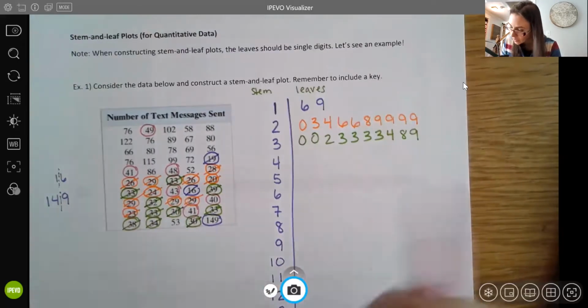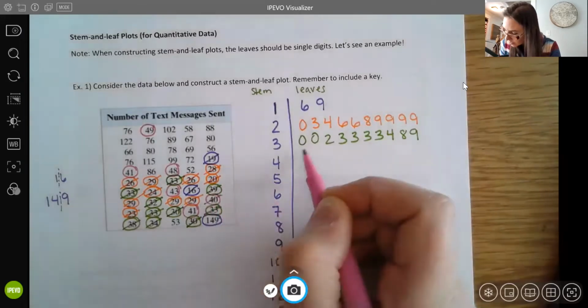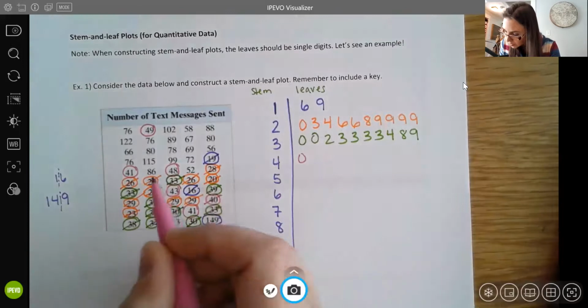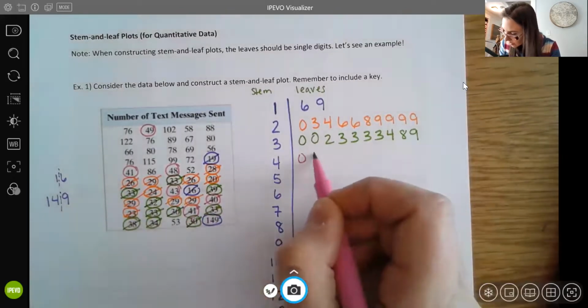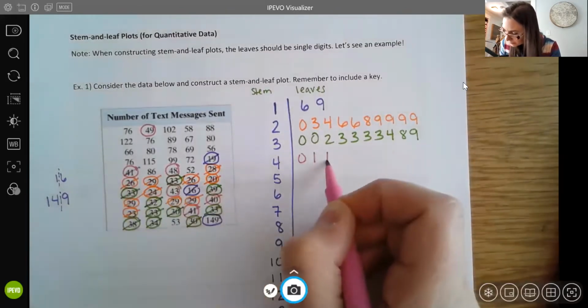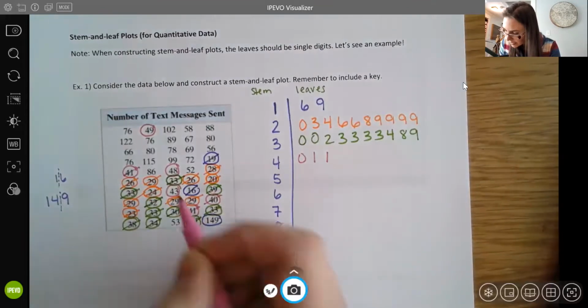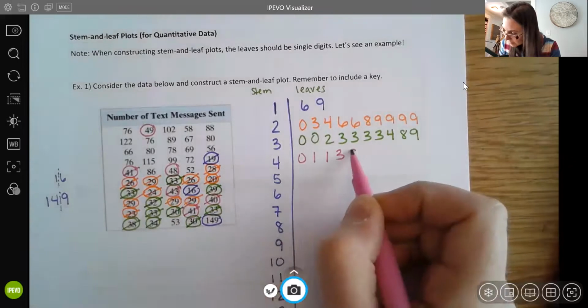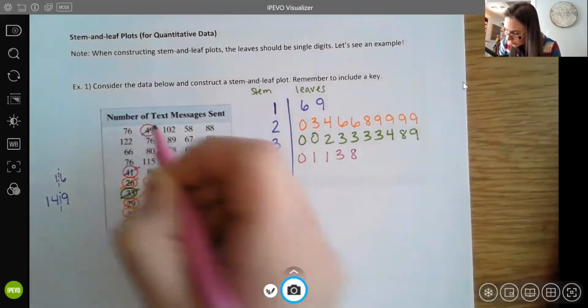Okay, and then again, I go in order. So the smallest number is 40. I put that 0 because that makes 40, right? 40. Then I do 41 is next. So I have a 41 there, and I have another 41 there. I see a 43, 48, and a 49.